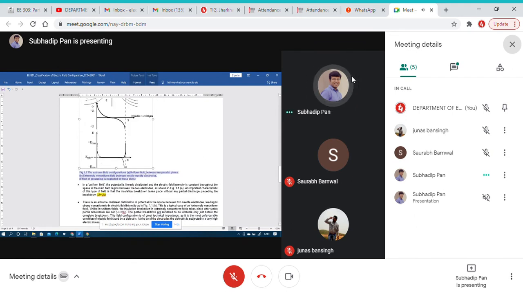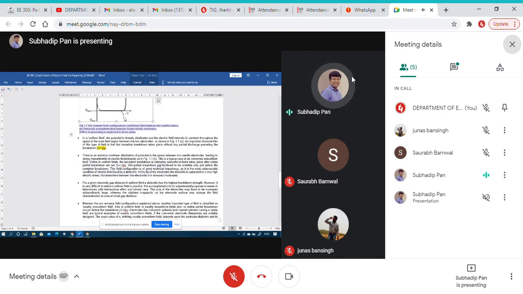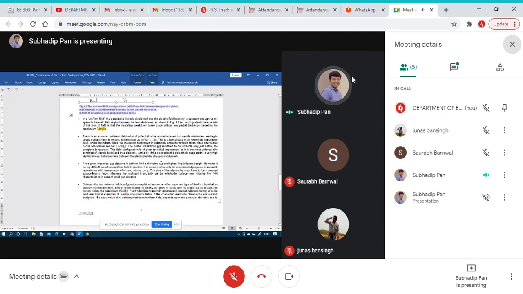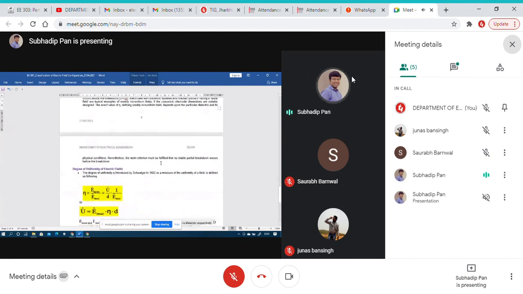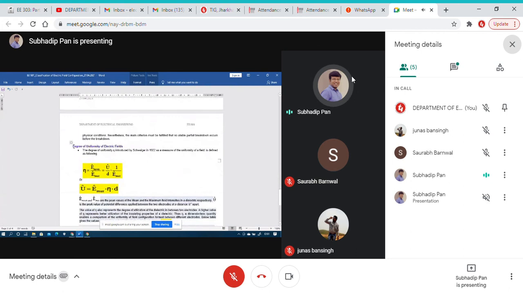There will be some description in the Word file, you will check it. Now we will go towards the degrees of uniformity of the electric field. The degree of uniformity mu is introduced by the Schwaiger factor, which was developed in 1922 as a measure of the uniformity of the field, and is defined as follows. This equation is very important for the calculation of the degree of uniformity in the electric field.